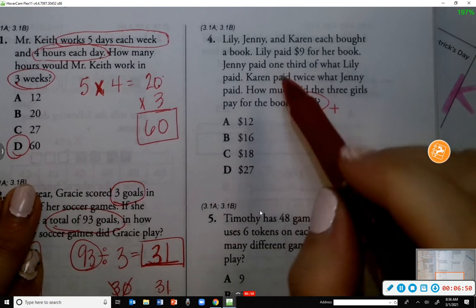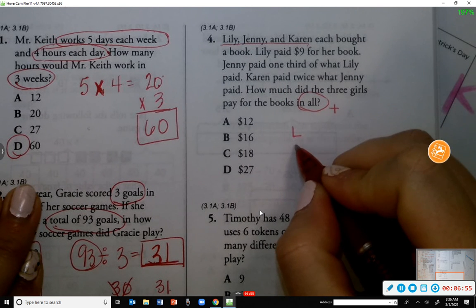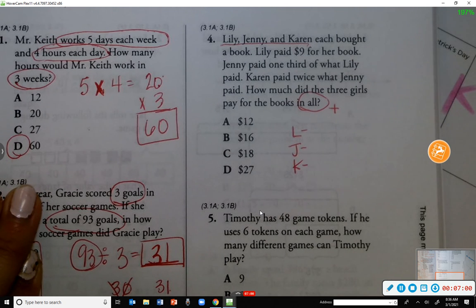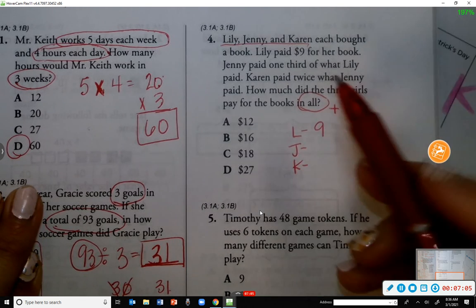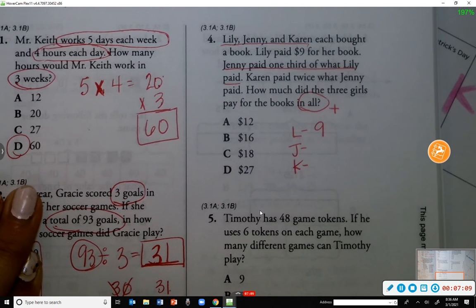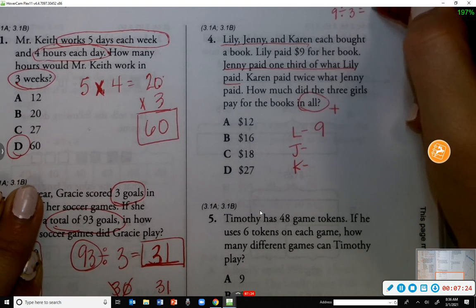Okay, so I'm going to make an organized list. I have 3 girls, so I'm going to put their first initials to help me organize the information. Lily paid how much for her book? 9. Jenny paid 1/3 of what Lily paid. Okay, were y'all able to figure that out? What is 1/3 of 9? 1/3 is that you split it into 3 groups, okay? So 9 divided by 3 equals 3.